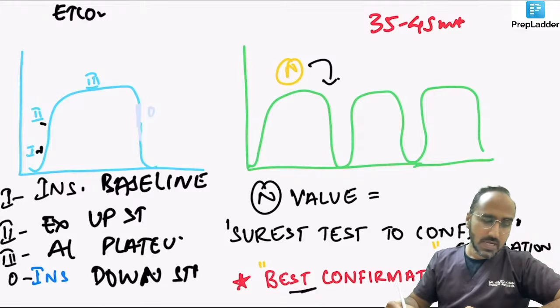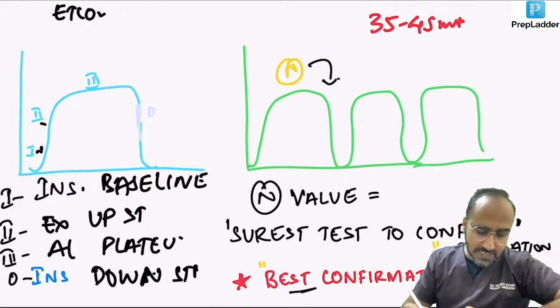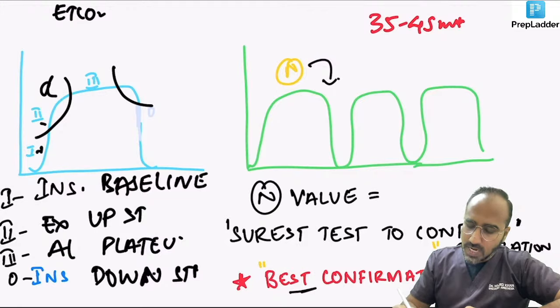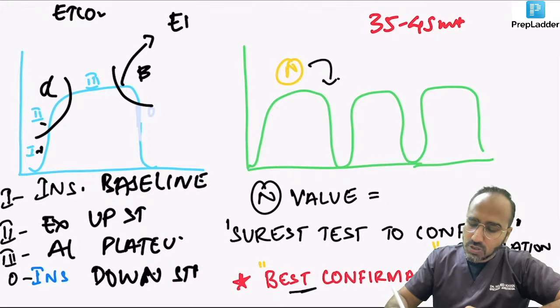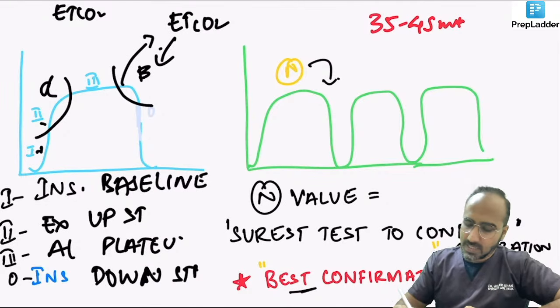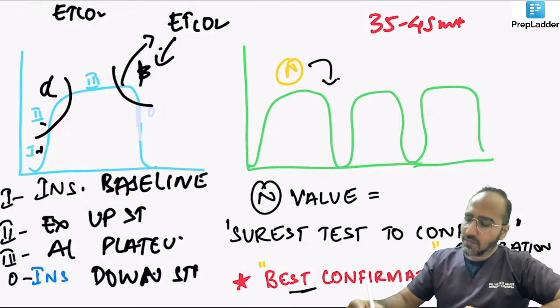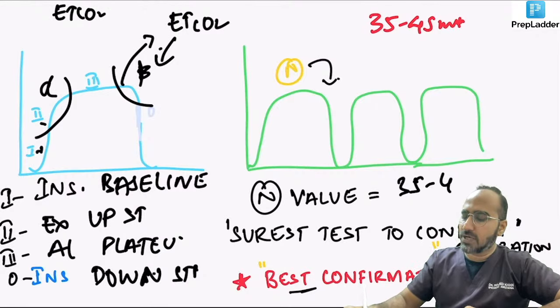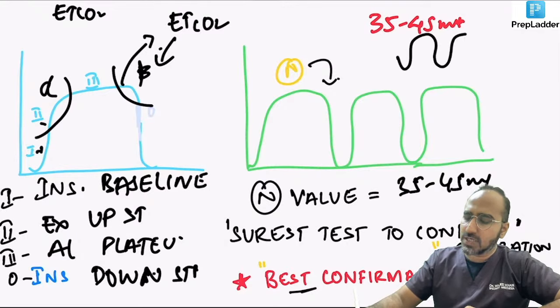Inspiratory downstroke. Now, guys, in between phase 2 and phase 3, there is an angle called alpha. And between phase 3 and phase 0, angle called beta. This is the angle where EtCO2 is measured. EtCO2 is measured at this angle called beta. Okay, very, very important. And what is the normal value of EtCO2? 35 to 45 mm of Hg. And this will be the normal EtCO2 graph.